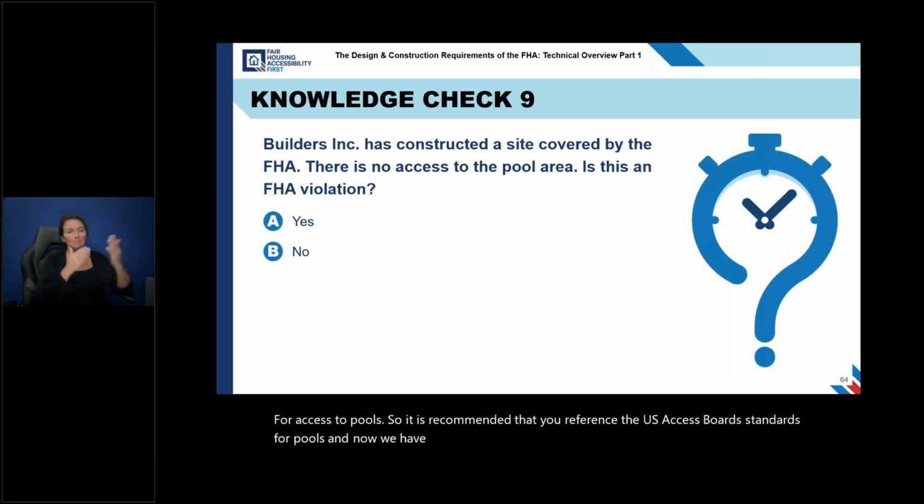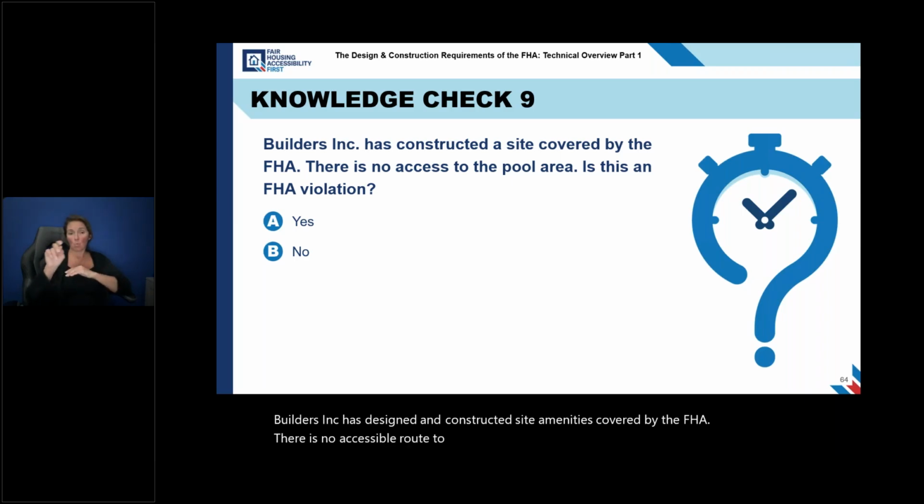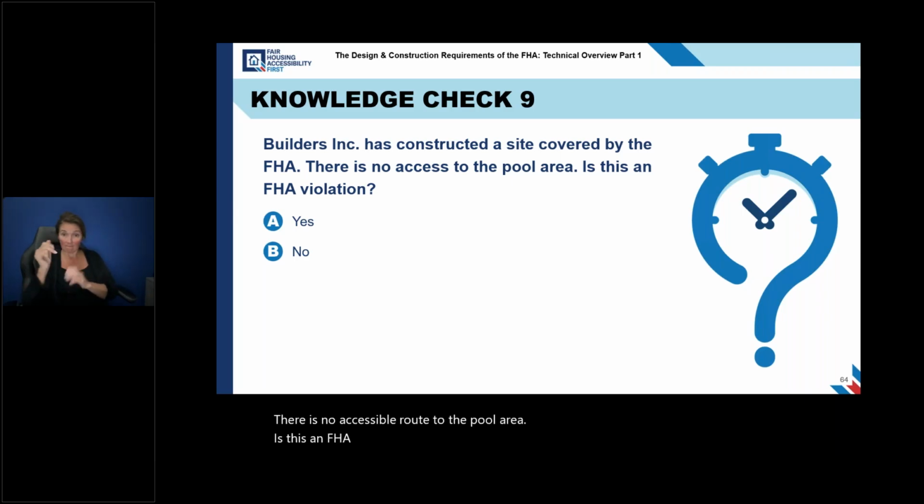Thanks, Crystal. For the 9th knowledge check, Builders Inc. has designed and constructed site amenities covered by the FHA. There is no accessible route to the pool area. Is this an FHA violation? First option is yes. Second option is no.